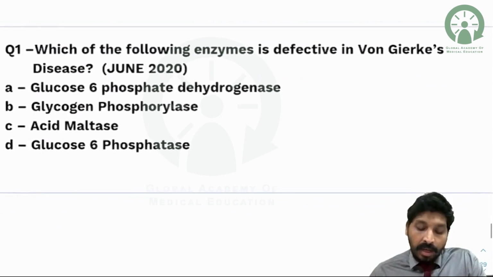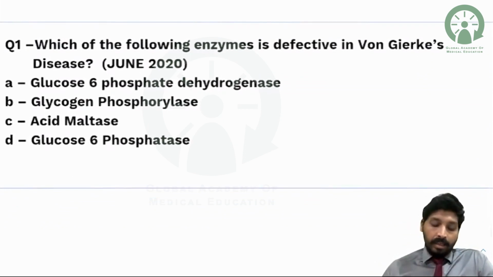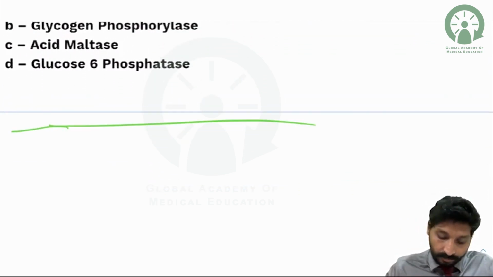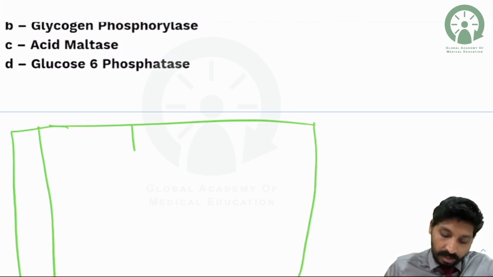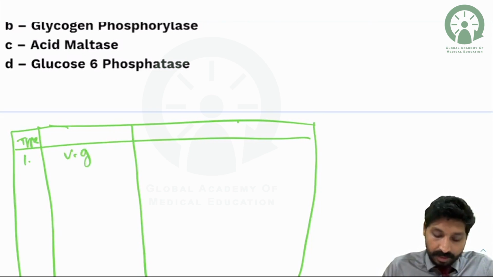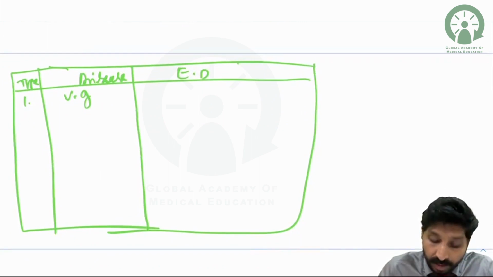Sorry, it is repeated. So, which of the following enzymes is defective in Von Gierke disease? First we will see what the glycogen storage disorders are. If you make a tabular column with type, disease and enzyme deficiency: the first one, type 1, Von Gierke disease, is because of the deficiency of the enzyme glucose 6 phosphatase.